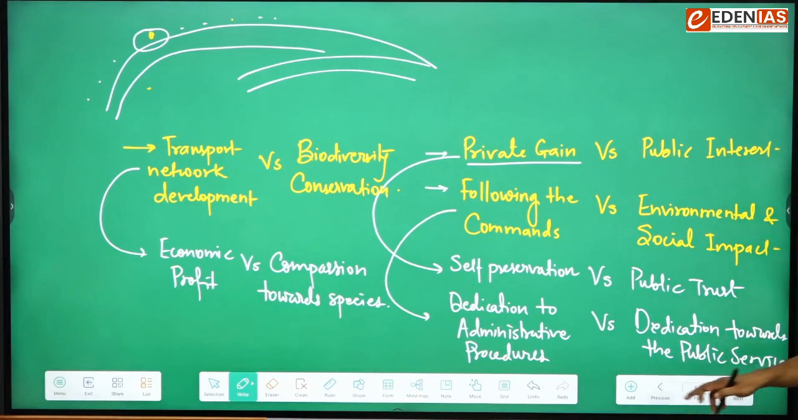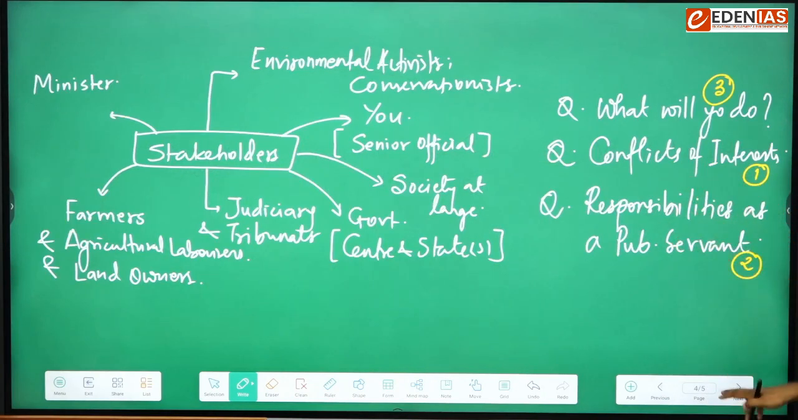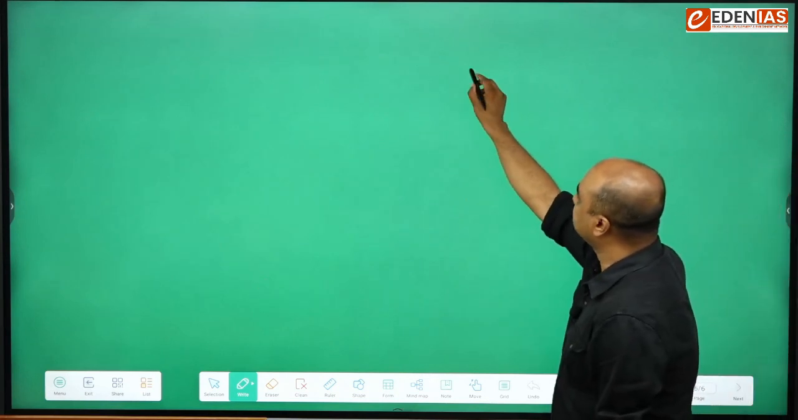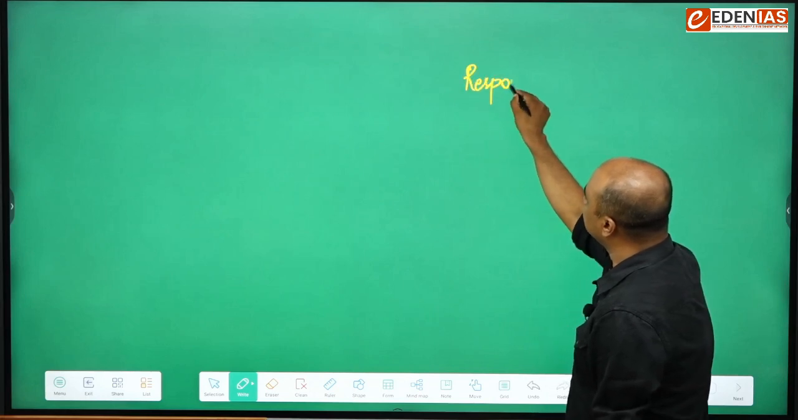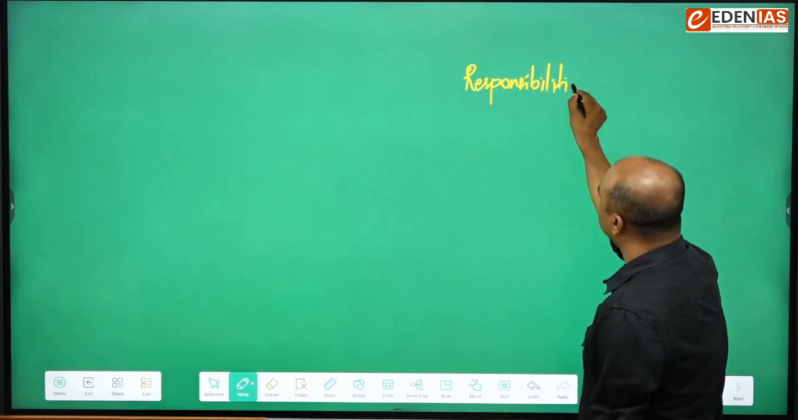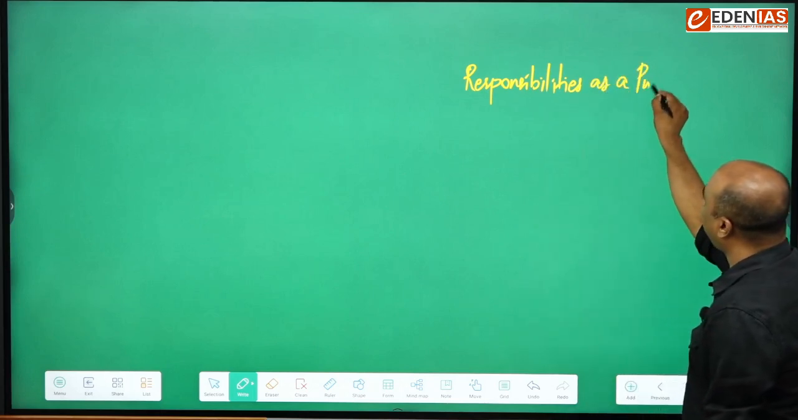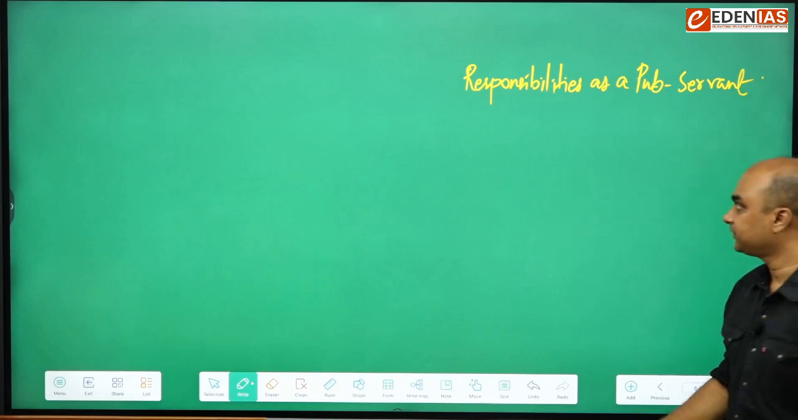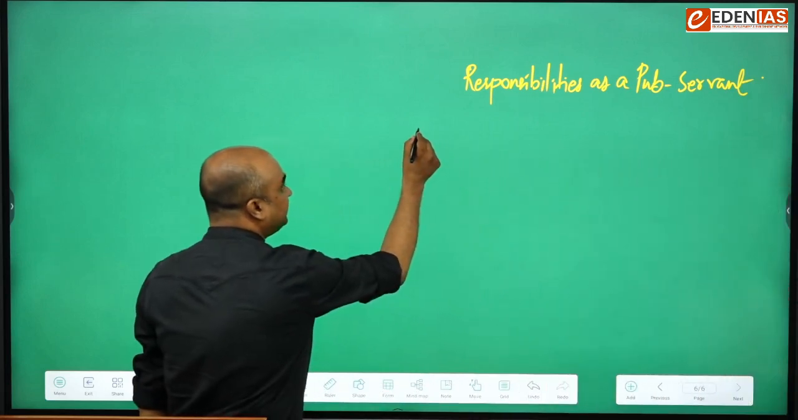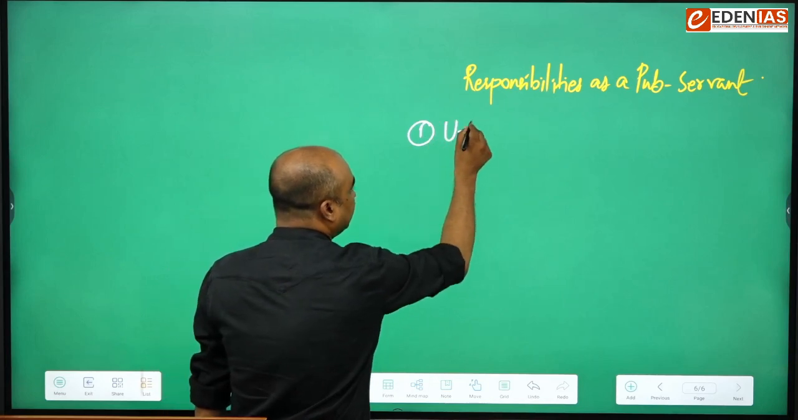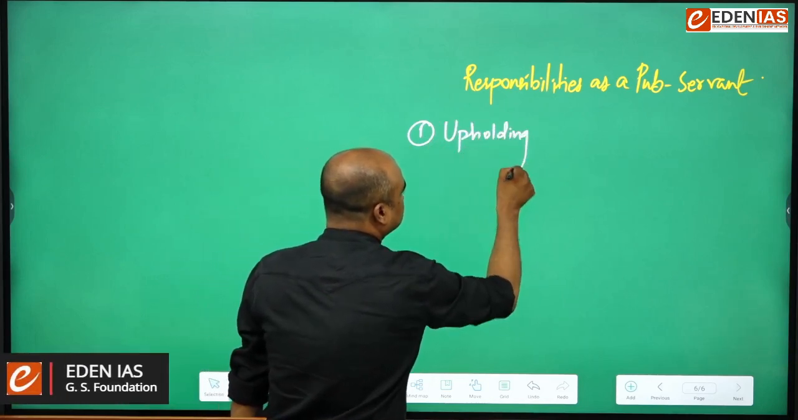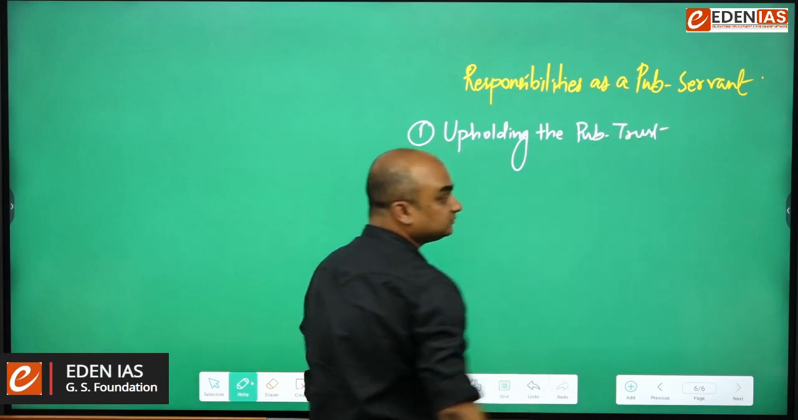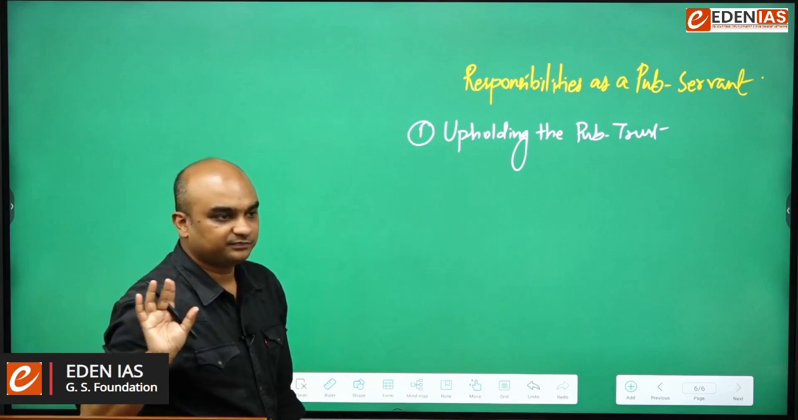Next question that we must address is this one: responsibilities as a public servant. So what are the responsibilities as a public servant under this scenario? First responsibility is obviously upholding the public trust. That has to be the first responsibility.